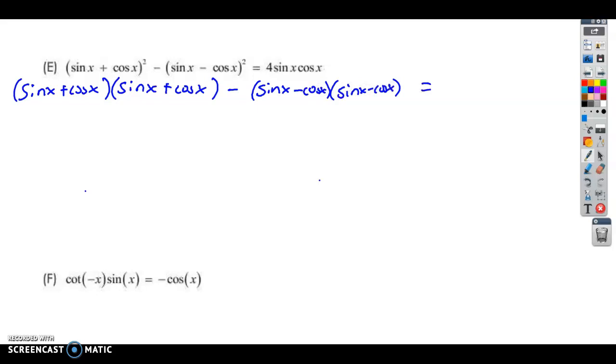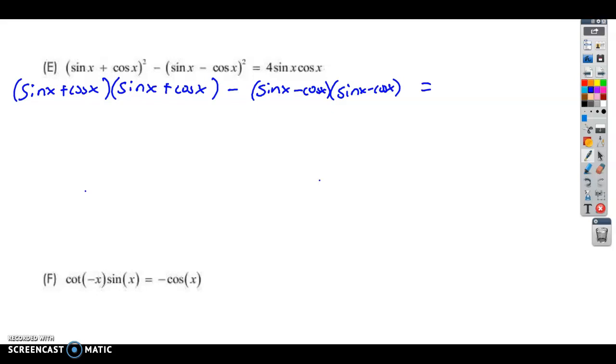Okay, the only reason I started on the left side is because I looked at the right side and I said, well, that's 4 sine cosine, and there's a whole bunch more stuff on the left, and I'm just going to start with that and just multiply it all out, and then maybe things will just cancel and end up on the right side. That's what I'm hoping. We'll just see what happens.